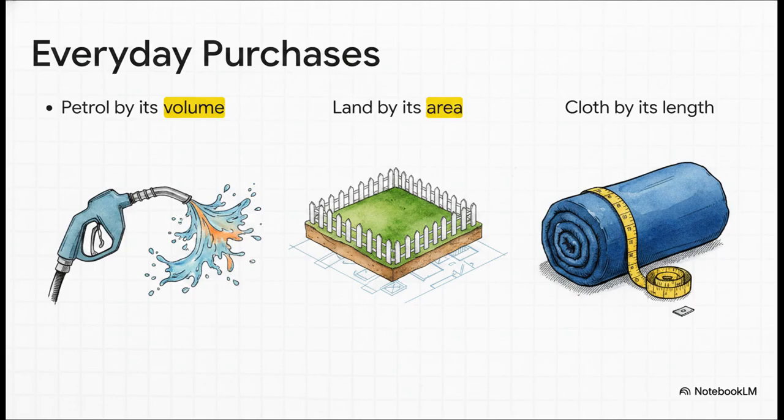Just think about how we shop. We buy petrol by its volume, right? Paying a specific rate per liter. We buy a plot of land by its area, paying a rate per square meter. And we buy fabric or cloth by its length, paying a rate per meter. The math directly dictates the commerce.